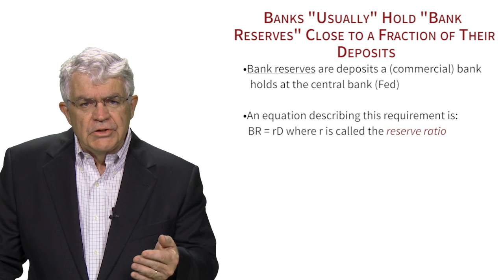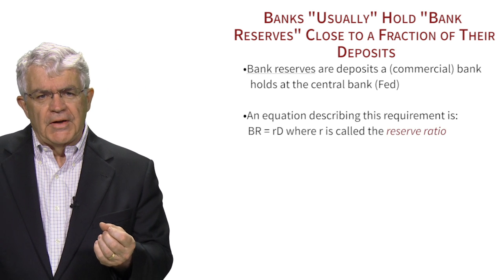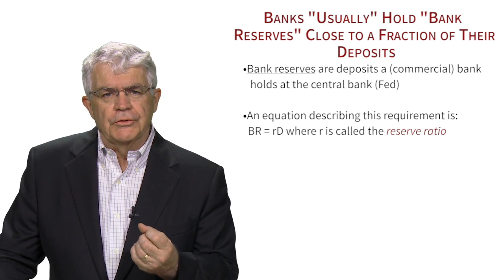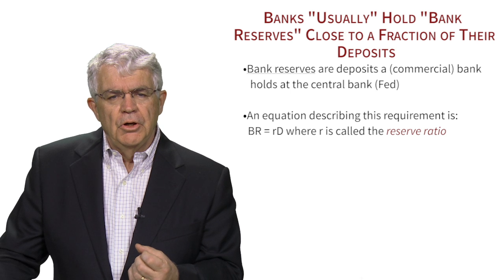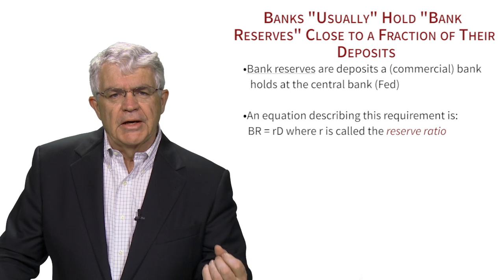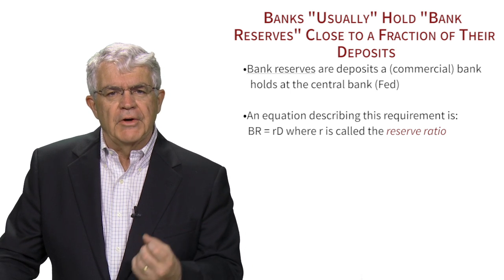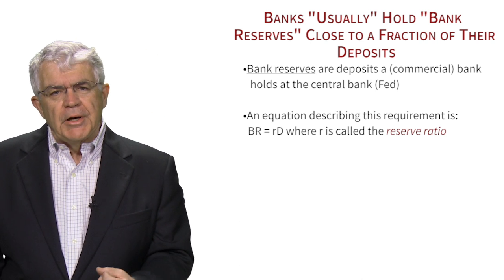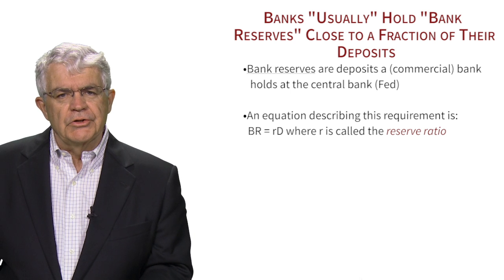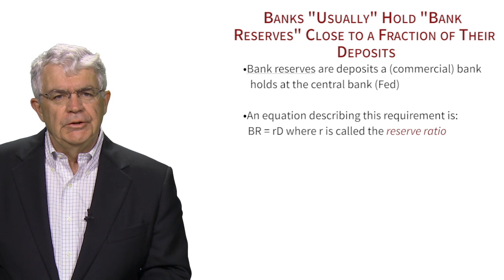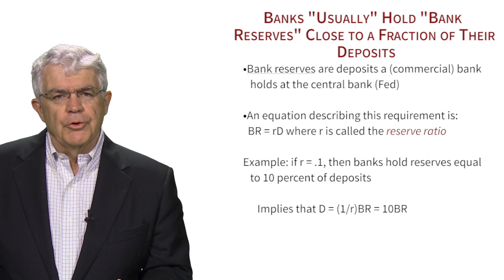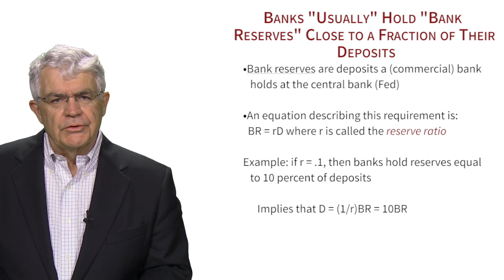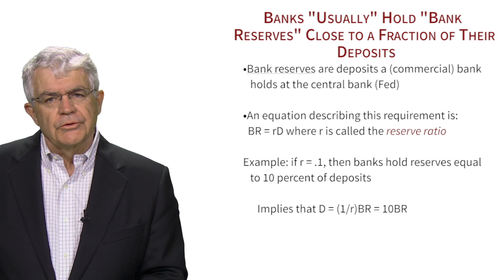Now, there's an equation that represents the fact that there may be a requirement that bank reserves are a certain fraction of the deposits, or it may be a custom that banks hold bank reserves as a certain fraction of the deposits. The ratio of bank reserves to deposits is sometimes called the reserve ratio, symbolized by little r. For example, if r equals 0.1, then bank reserves equal 0.1 times deposits, or in words, bank reserves are equal to 10% of deposits.